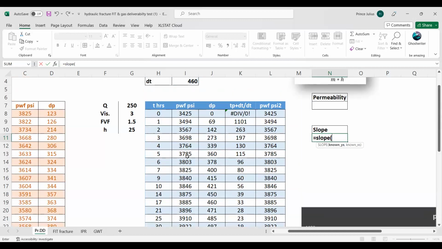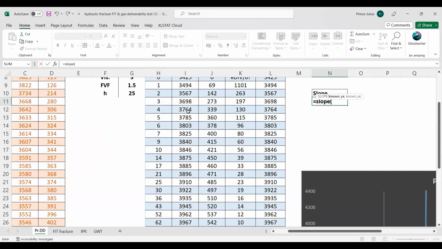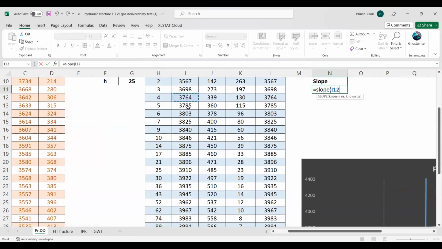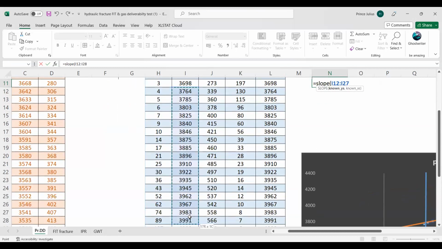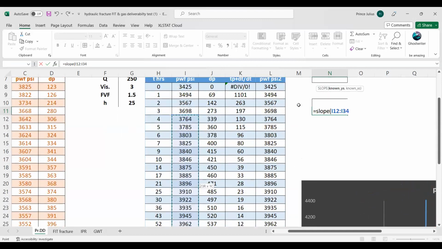So for the y-axis, directly take the values after 4 points, 1, 2, 3, 4. Since we are avoiding the first 4 points, they are related to skin effect, 1, 2, 3, and wellbore effect, 4. So after 4 points, select all the points, go down, finally you reach the point. Here also we are avoiding 3 points. So this is your y-axis.